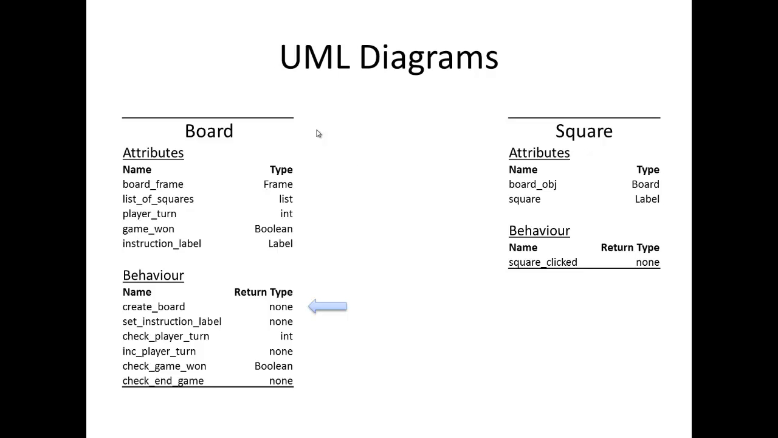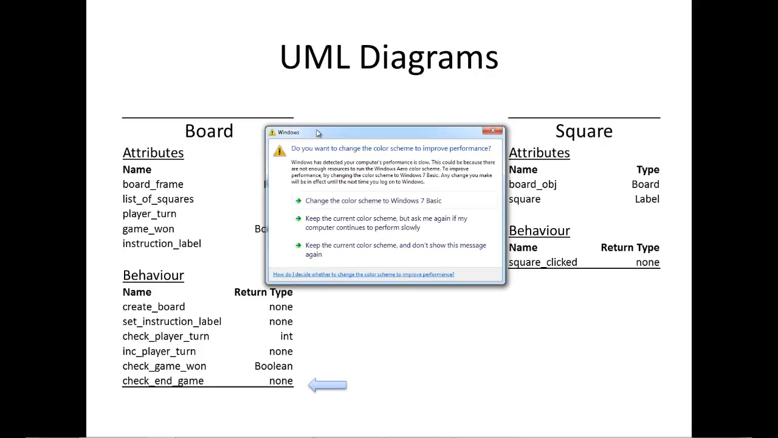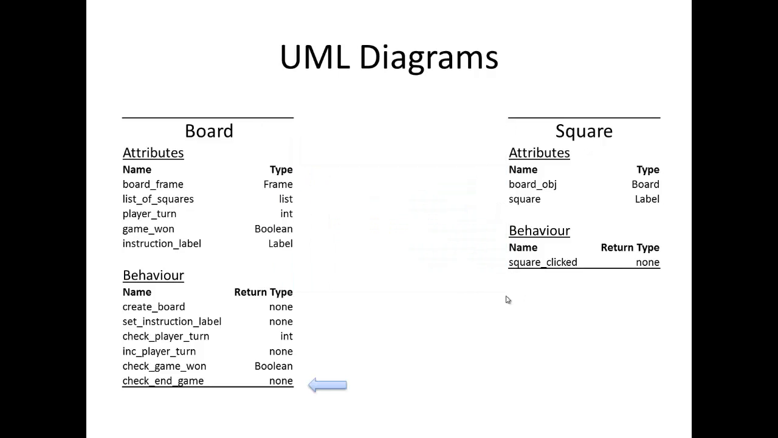Down here we've got the behavior, so that's the methods that the class has. So we've got a method to create the board, you'll see there, and moving downward we've got a few methods, and these are mainly what we call accessor methods. So they do things for us, or they return a value for us. So you'll see there that third one down, check player turn, it just returns an integer. So it just returns the value of player turn. Yeah, just returns whose turn it is, essentially, which is quite useful.